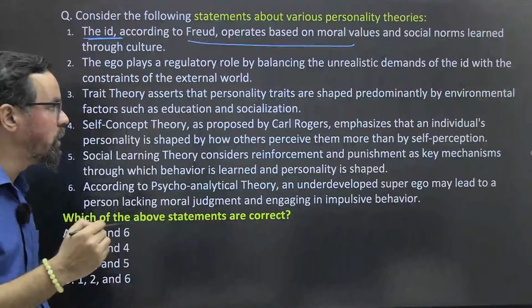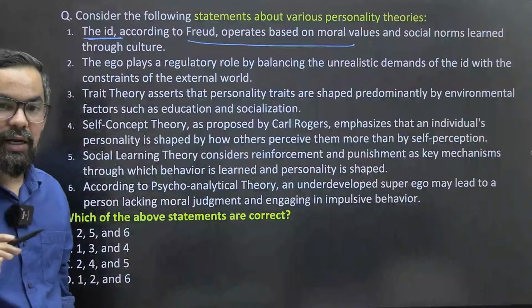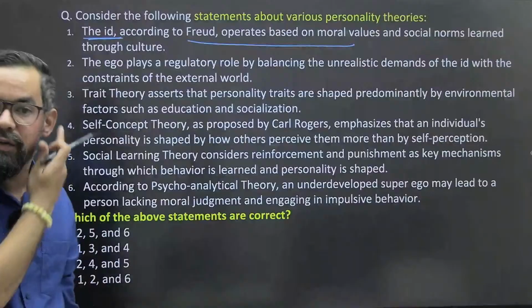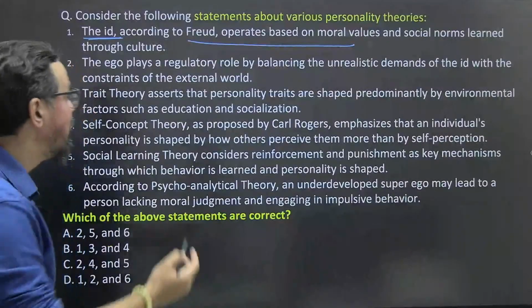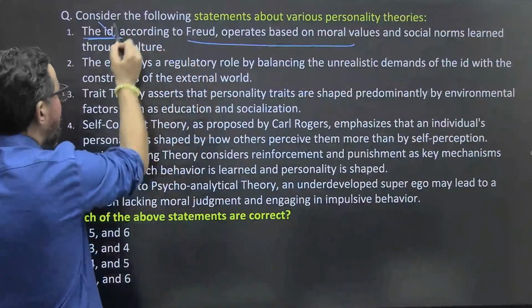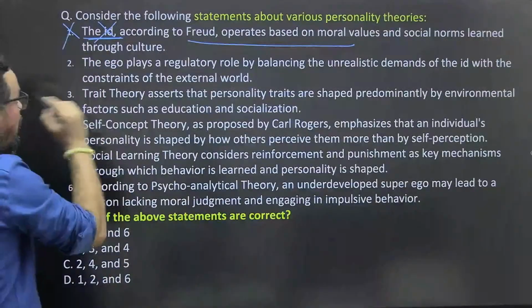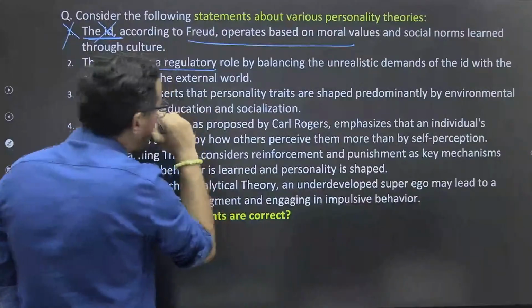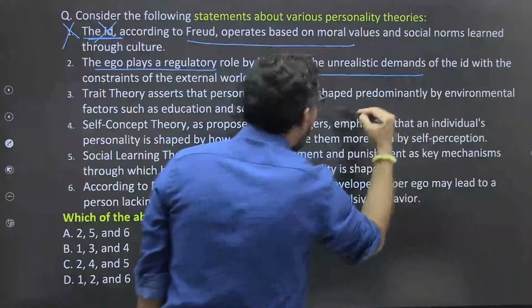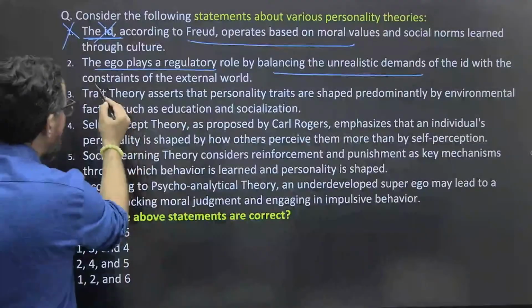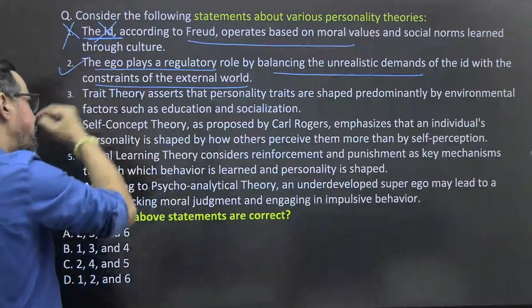Sigmund Freud theory around the आपका personality, id stage is something आपका which is the beginning stage of a person, ठीक है, where we have some sort of failures and all. This is not about the id stage, it is about the super ego, ठीक है. So statement one is wrong. Ego plays a regulatory role by balancing the unrealistic demand of the id stage with the constraint of the external world. 100% true, ठीक है.